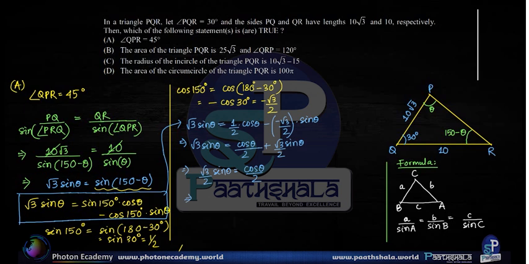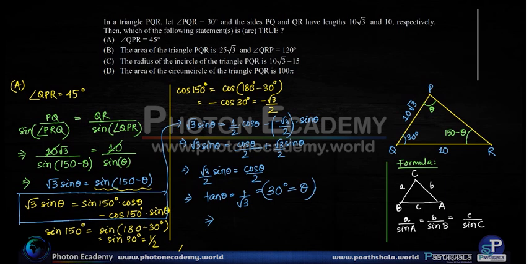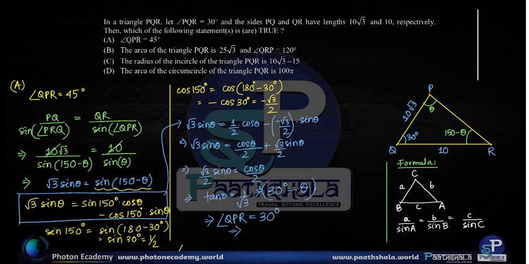That implies tan theta is equal to 1 by root 3, which is 30 degrees. That implies 30 degrees is equal to theta. Tan theta is equal to 1 by root 3 means theta is equal to 30 degrees. That implies angle QPR is equal to 30 degrees. That implies the statement A is false.